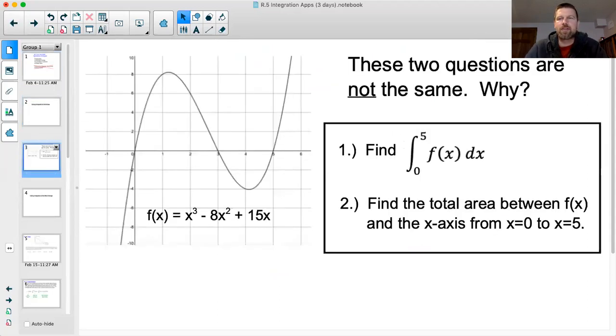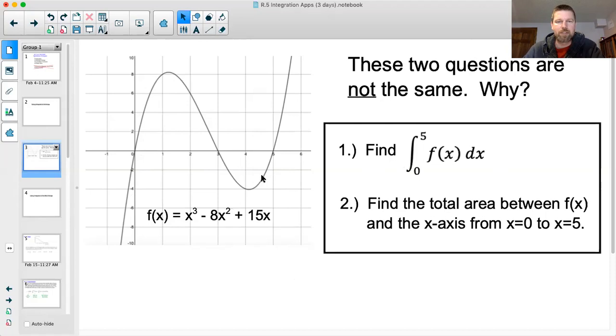One of the big things is understanding that this question is not the same thing. Finding the integral from 0 to 5 of f of x dx, and finding the total area between f of x and the x-axis from 0 to 5. Finding this integral just means, calculate the integral from 0 to 5. Yes, integrals find area, but the value of this portion of the integral is going to be a positive, and anything below the x-axis, that's negative, right? So if I want total area, whenever it says total area, watch out for that phrase, it's saying treat this like a positive area.